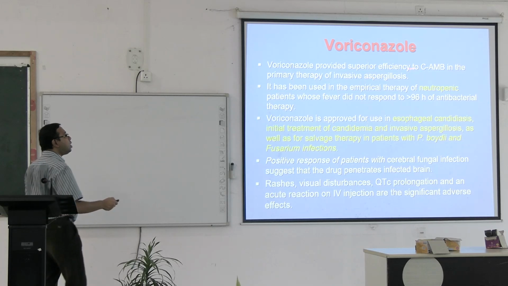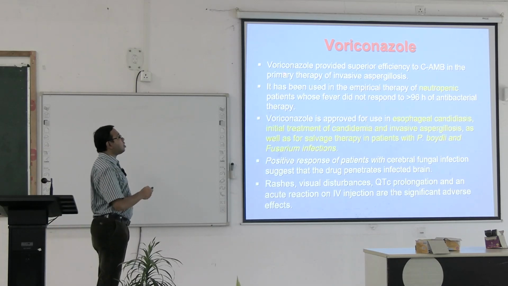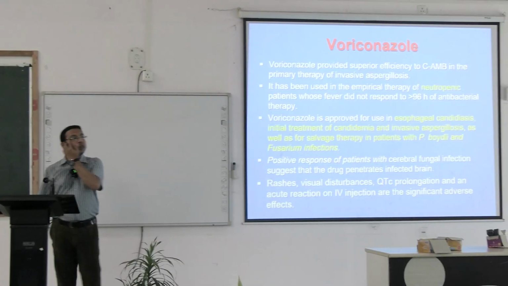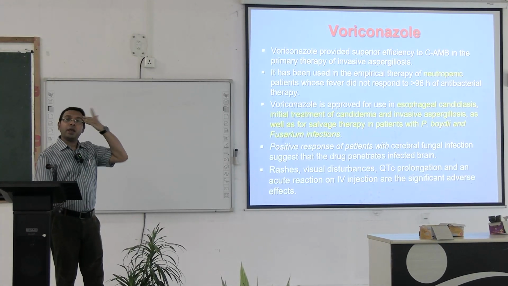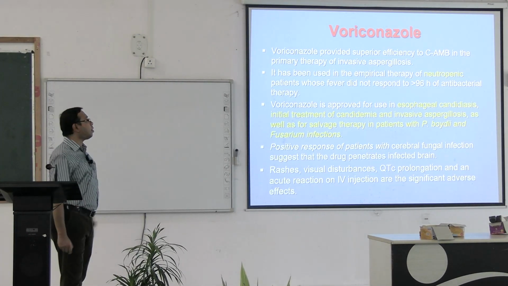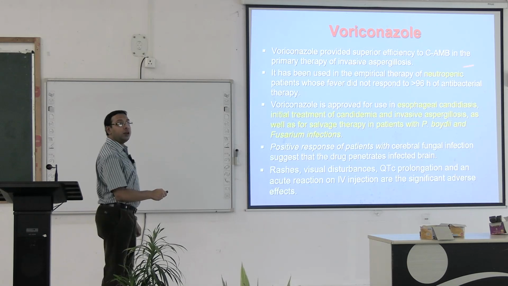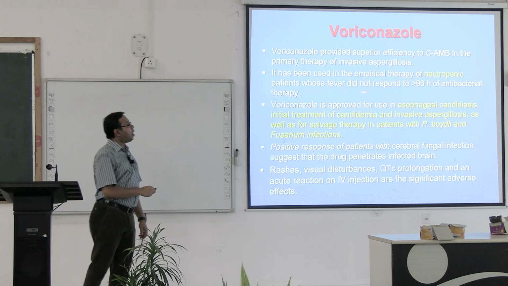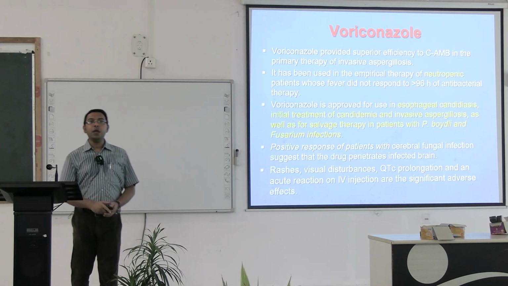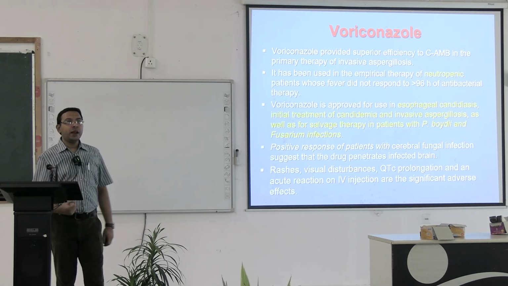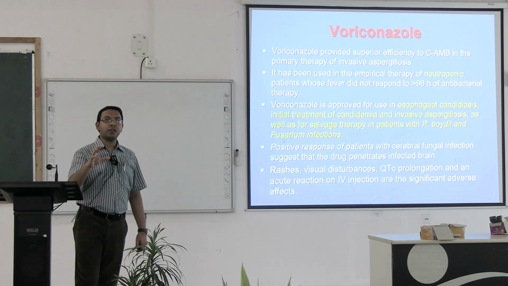It provides superior efficiency to conventional amphotericin B in the primary therapy of invasive aspergillosis. So for invasive aspergillosis, we can use the intravenous administration of voriconazole. It can be used in neutropenic patients where the fever did not respond to greater than 96 hours of antibacterial therapy. Neutropenia means the neutrophil count is very low, so different types of infections are setting in.